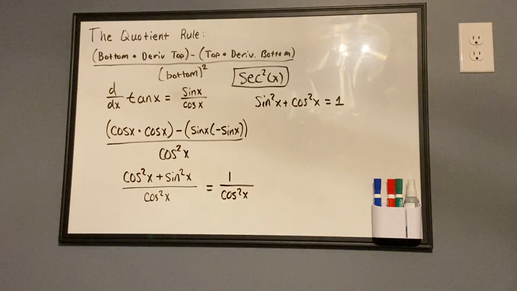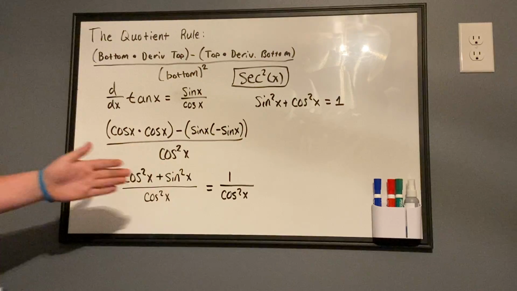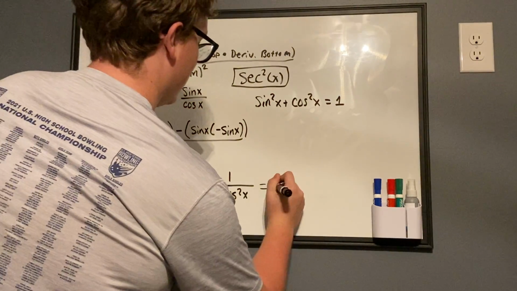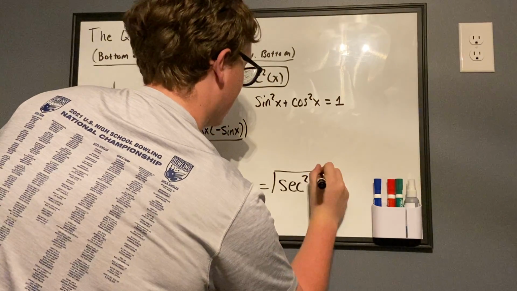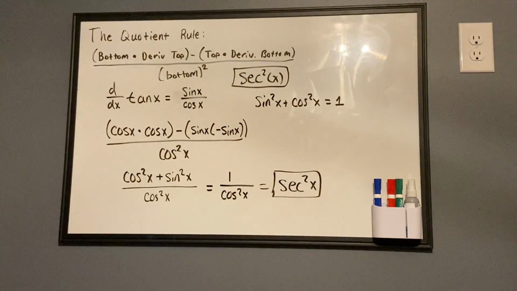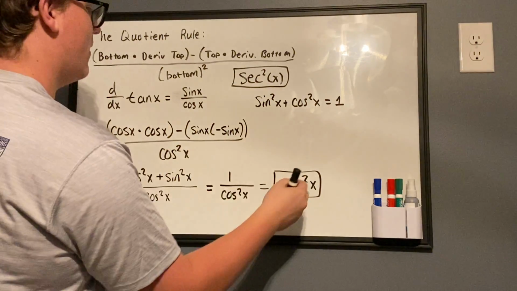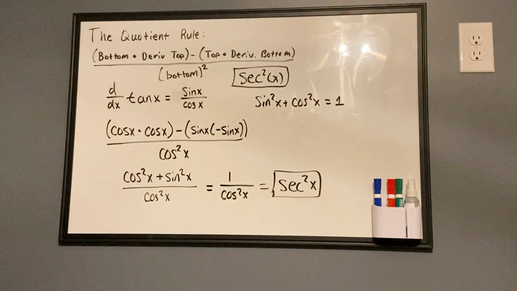And we remember from trig that 1 over cosine of x is always going to be secant of x. So if we have 1 over cosine squared of x, well, this right here is just equal to secant squared of x, because secant is the inverse of cosine. So we see that using this quotient rule, we got what we memorized. We got the secant squared of x.